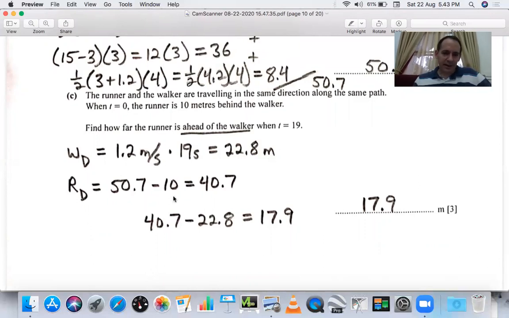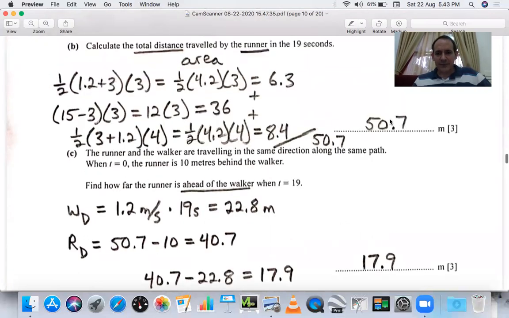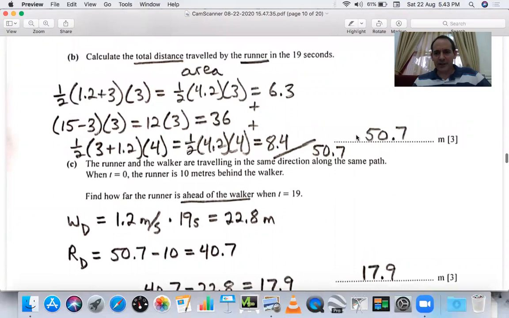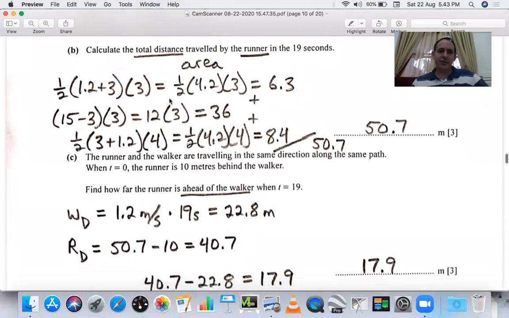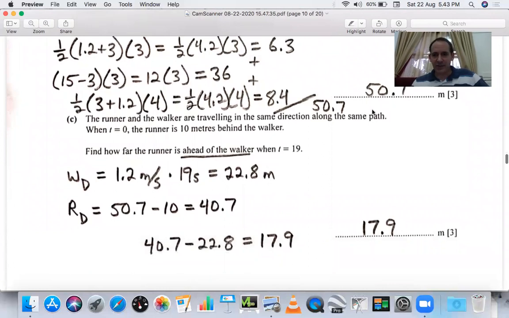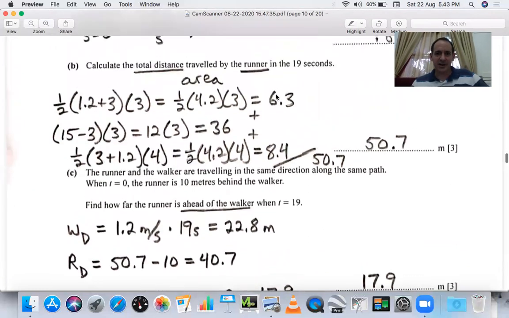For the distance of the runner, we already found that right here. So don't forget to look at your previous work, because a lot of times IGCSE questions are linked. This is a linked question. So you don't have to go back and repeat all this work. You should recognize you already found the distance of the runner.